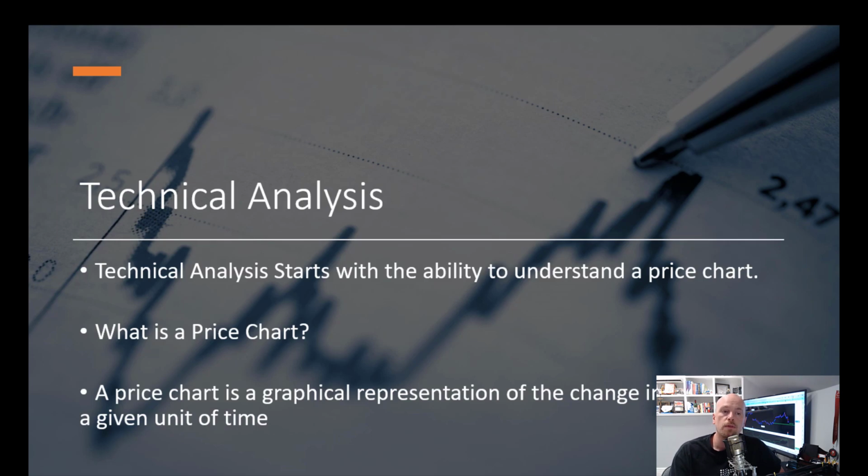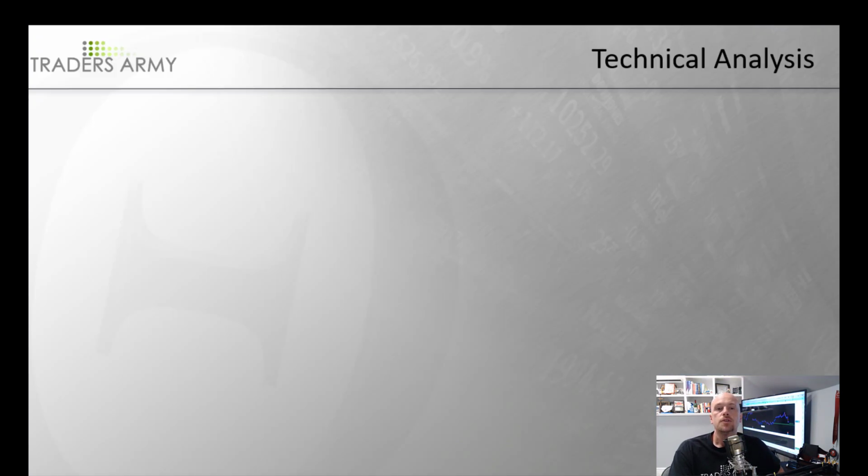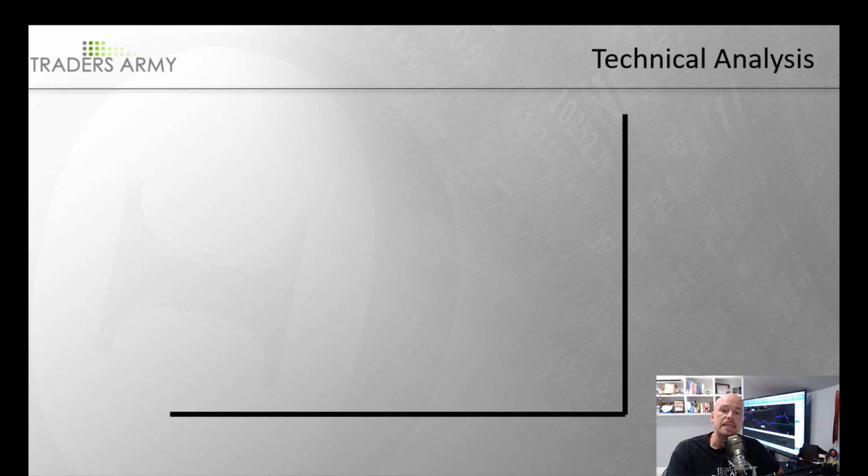But a price chart is nothing more than the graphical representation of the change in price over any given unit of time. So when I'm looking at technical analysis, let's look at these two axes. Time is always going to be our axis on the bottom, and price is going to be our vertical axis. So time is horizontal, price is vertical. Technical analysis in its simplest form is nothing more than the change in price over a given period of time.